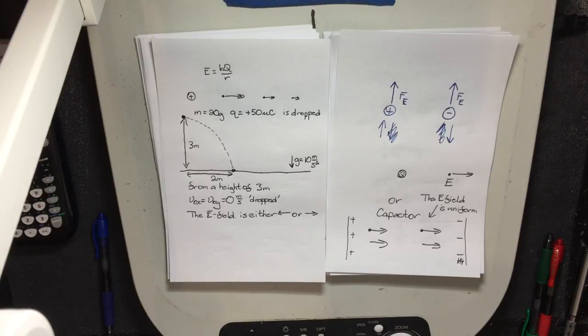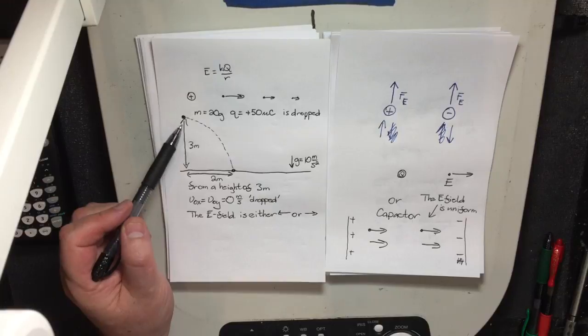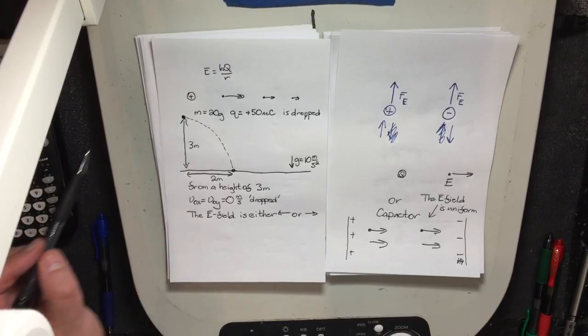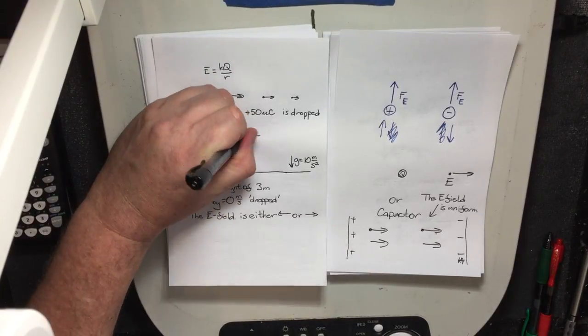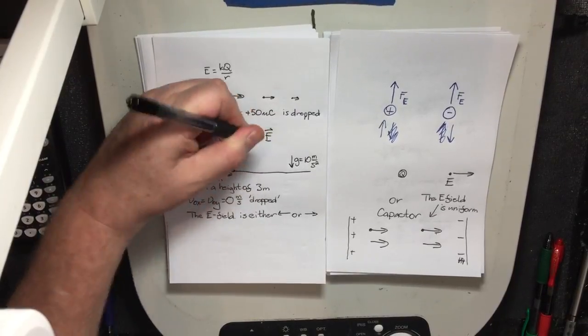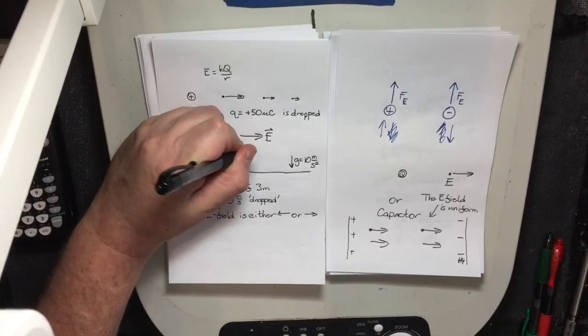Now, from just that information alone, the fact that the E field is to the left or to the right, and the fact that the charge is positive, what direction is the E field? It's to the right. Why? Because it's a positive charge and it goes in the same direction. It moved to the right. So if the electric field was to the left and that was a positive charge, it would have moved to the left. But since it's a positive charge and it moves to the right, the electric field must be to the right.